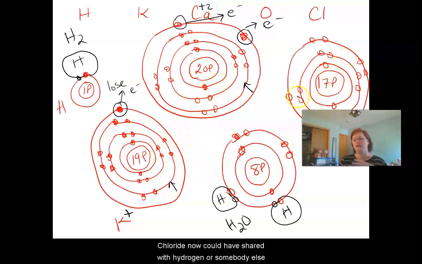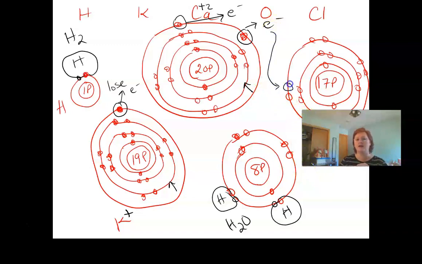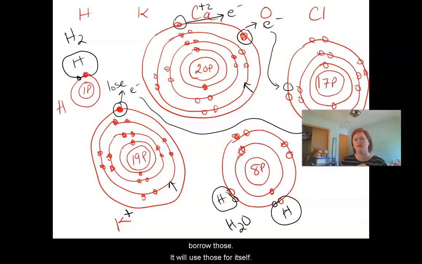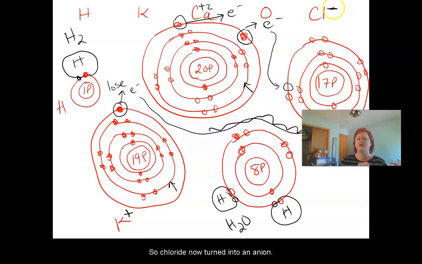Chloride now could have shared with hydrogen or somebody else. Or it could take these kind of loose electrons that are floating around, and it could just borrow those or use those for itself. Oh, it only needs the 1. So now chloride picked up this loose electron, which made it a little bit more negative because that electron is negative. So chloride now turned into an anion.